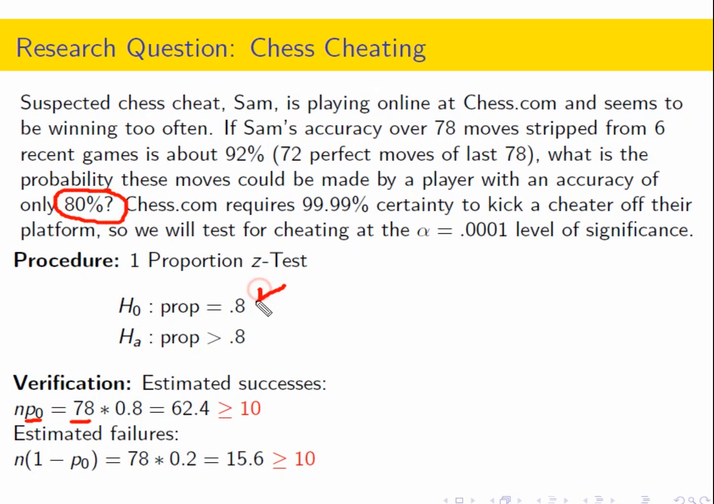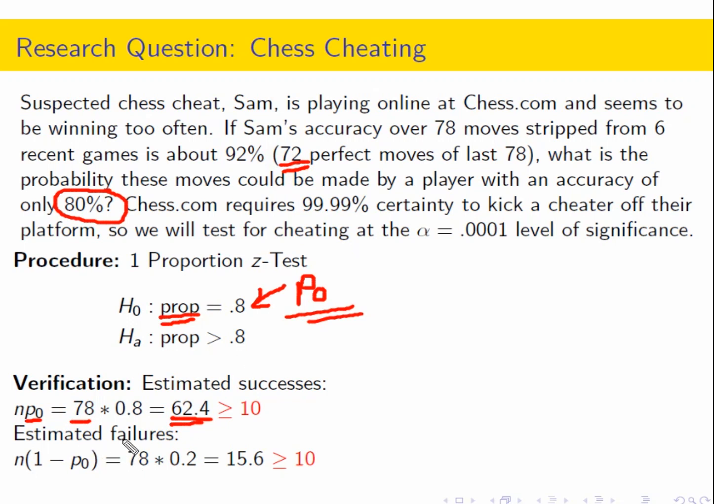Our P sub 0 value goes in the hypothesis because that's what we're comparing against. We have one sample, one proportion, one sample of data, and we have this population proportion we're comparing against. So our estimated number of successes, if we're right about the 0.8, is going to be 80% of 78. In other words, we would expect Sam, actually we'd expect Magnus, the world champion, to get about 62, 63 correct moves out of 78. Sam did a little better than that, so we're a little suspicious.